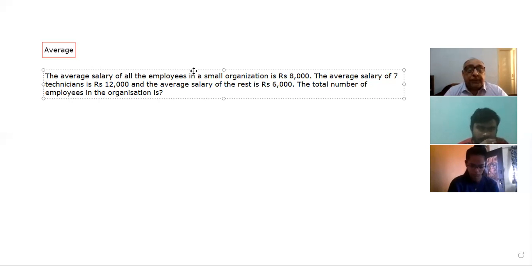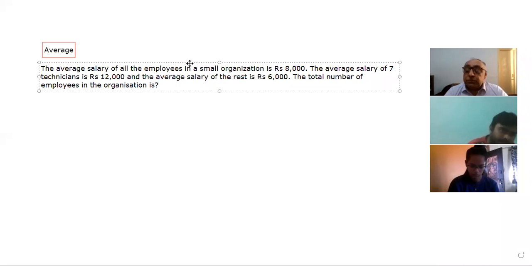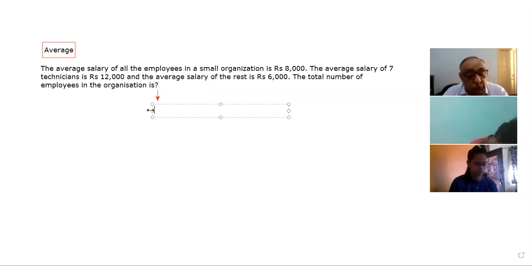So first of all, the most important thing in solving questions is to do the mapping of the questions. The most important part which is given here, average salary of all the employees is this, right? You might be knowing that I told you that average is equal to sum of observations divided by the number of observations. So that was the point which we discussed, right?